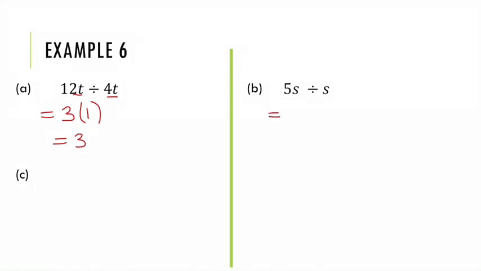5s divided by s. So technically that's 1s. 5 divided by 1 is still 5. S divided by s is 1, so our answer is just 5. 20d divided by 4d. 20 divided by 4 gives me 5. D divided by d is just 1, so our answer is simply 5.